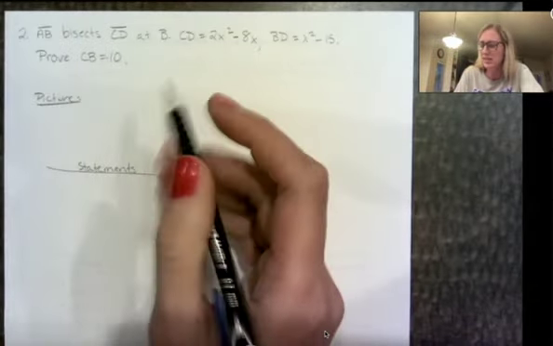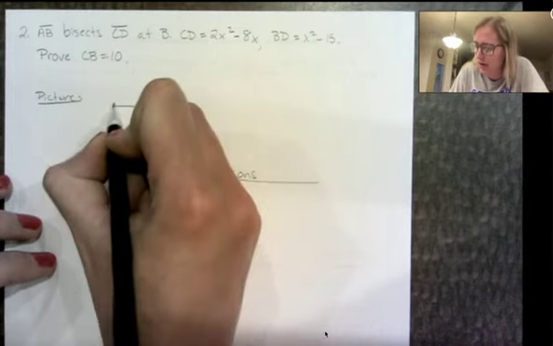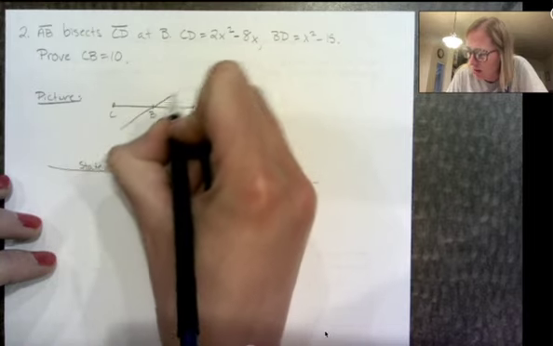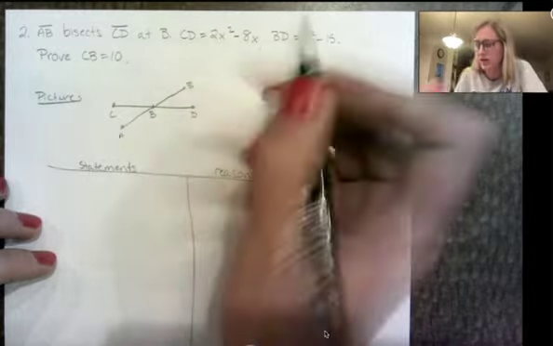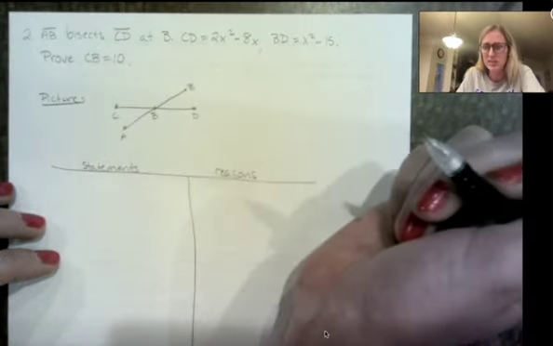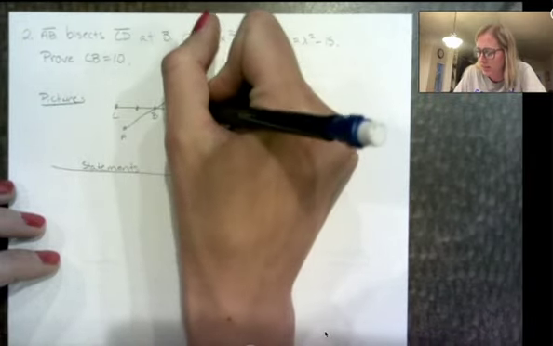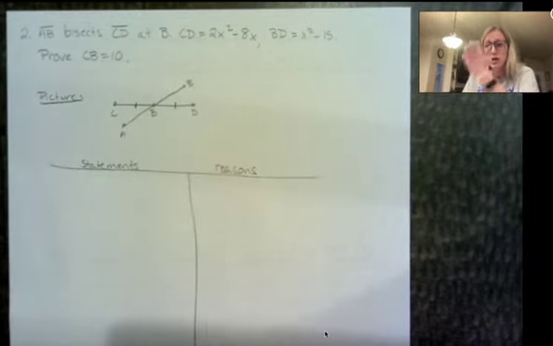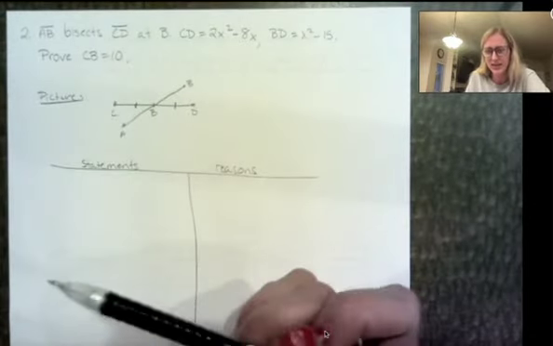So AB bisects CD. So CD is the thing being cut in half. So CD is being bisected at B. That means B is going to be right in the middle. And then AB, it doesn't really matter how AB looks, but AB is the thing cutting CD in half. Because it's being cut in half, remember, this is something we had from the vocab: if it is being bisected, that means those two pieces are congruent. That is something that I knew because of that word bisect.